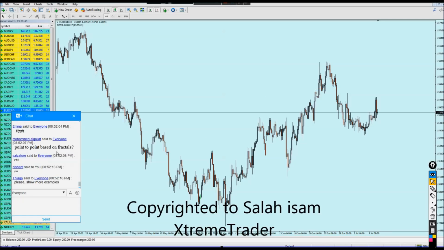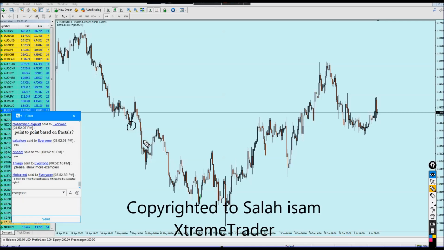Point to point based on fractals. I don't like using fractals, Galaf, because they are just confusing me. If I'm using fractals, sometimes I just see that there is here a low, but the fractal is not pointing at it. And honestly, I trust my own analysis more than any indicator. Okay, more examples, sure. I think the H4 is the best because H4 needs to be respected, right? The bigger the time frame, the more respected the level is, so yes.